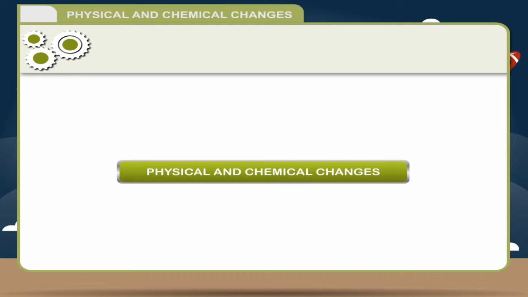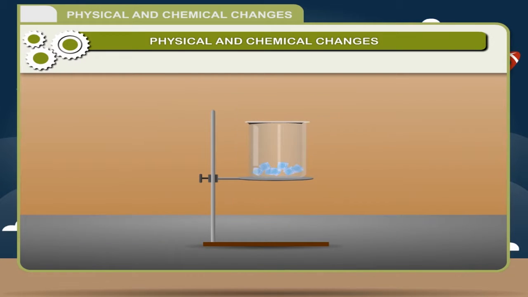Physical and chemical changes. All changes that we discussed earlier are not as important as this category because chemistry, which deals with composition of materials, has a direct correlation with these changes.